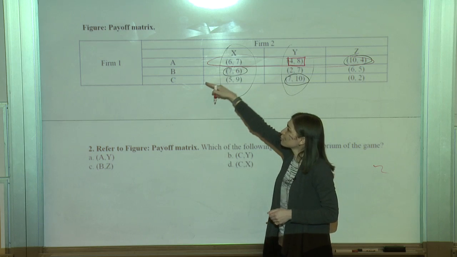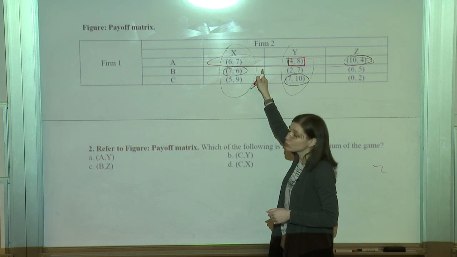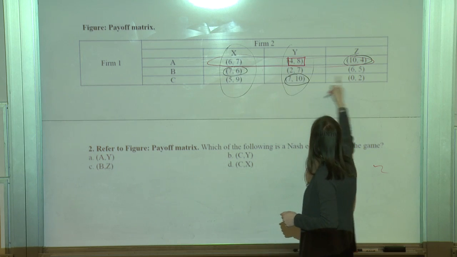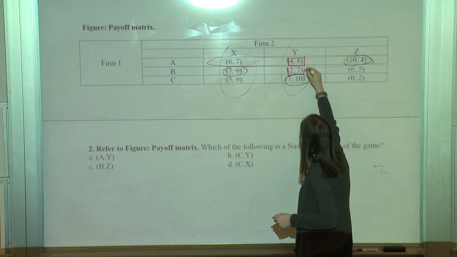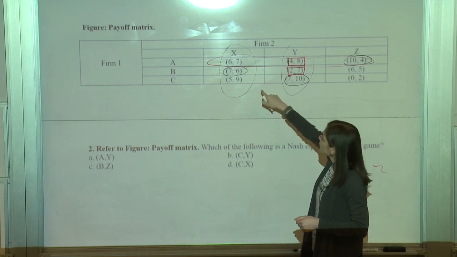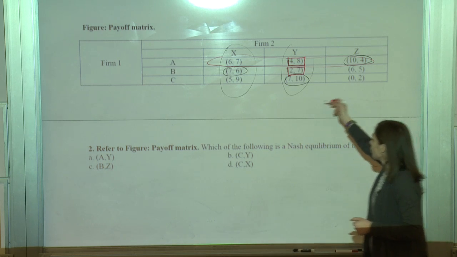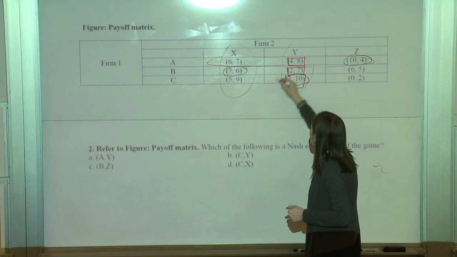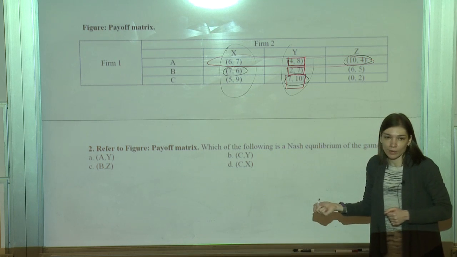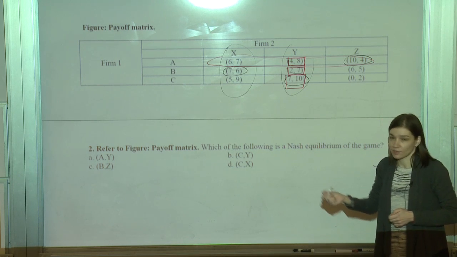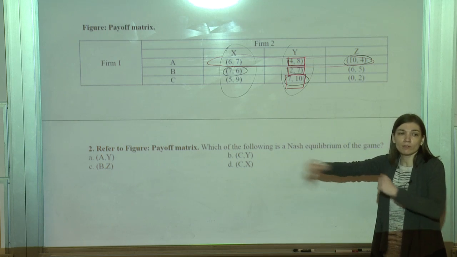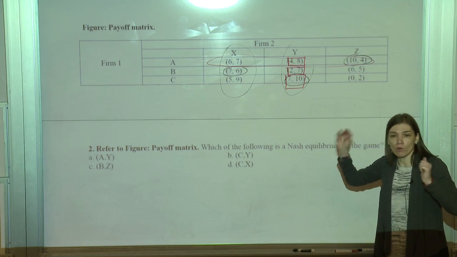Then again, if firm 1 chooses B, what should firm 2 choose? Y again. And if they choose C, what is the optimal response of firm 2? Y. Now, does firm 2 have a dominating strategy? Yes, and that's Y. Whatever firm 1 does, I'm always going to choose Y.